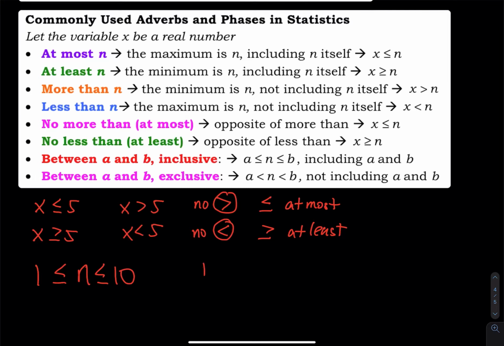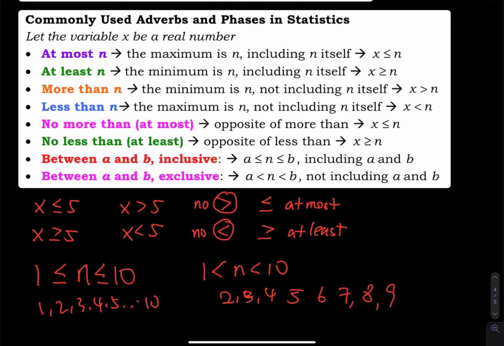Exclusive means do not include 1, do not include 10. So inclusive can be 1, 2, 3, 4, 5, and then all the way to 10. This one, you don't include 1, so that will be 2, 3, 4, 5, 6, 7, 8, 9, no 10, because you have to take out the 1 and you have to take out the 10. You will see this everywhere in statistics. Let's do a quick practice.